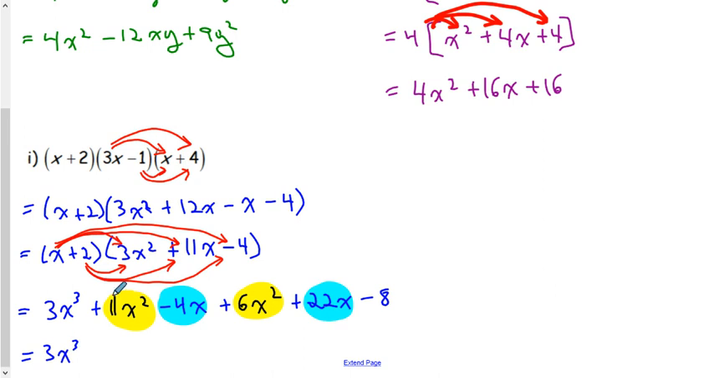Now, I could rewrite this so that the like terms were together. I could move the things around, but I think I can just do it by looking at it. So I've got 11x squared plus 6x squared. Let's add those two together. 11 x squareds and 6 more x squared, so that's going to be 17x squared. And then we've got minus 4x, and we've got plus 22x. So that's going to be plus 18x when I add those two together.